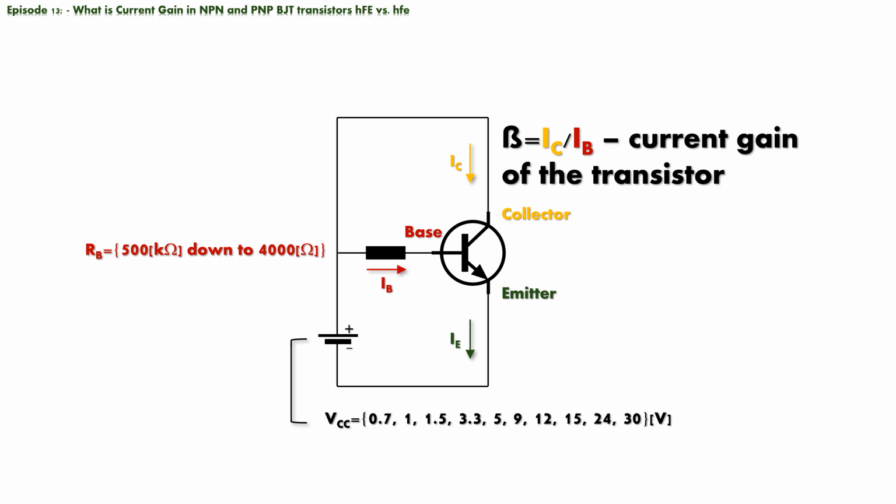For each combination of VCC and base resistor, we will measure base and collector current and plot a graph for beta, the current gain of the transistor. The same exercise could be performed using a PNP transistor.